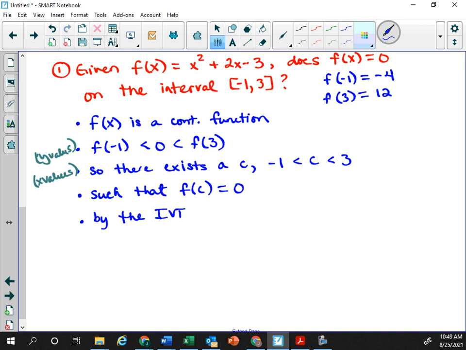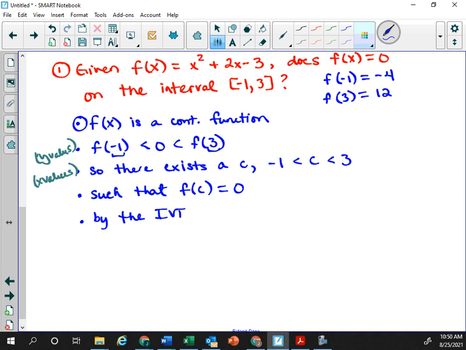Super fun, right? All right, now for answering this type of questions. Guys, the first bullet point is never going to change. That is always going to be f of x is a continuous function. The second bullet point, the only part that will change is the -1 and the 3. That's just based on the values you're given. It'll be f of something less than 0, less than f of something.